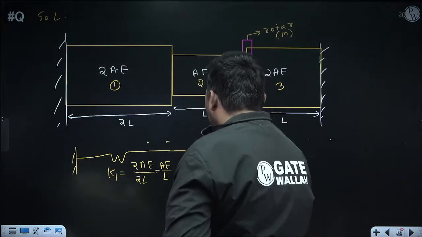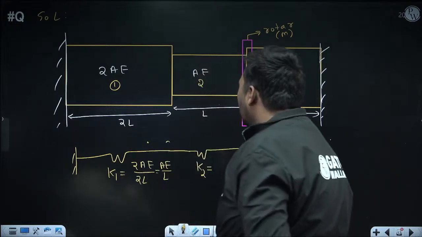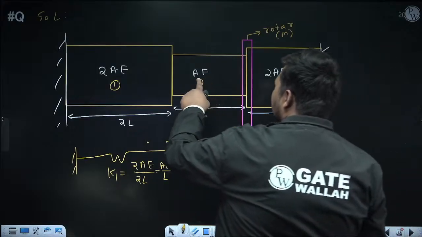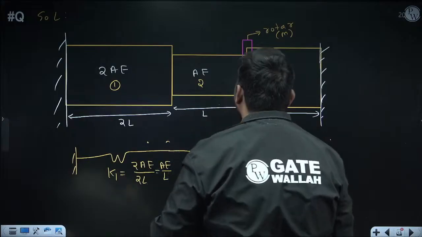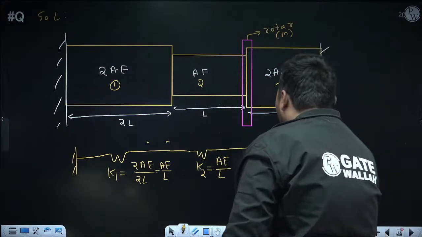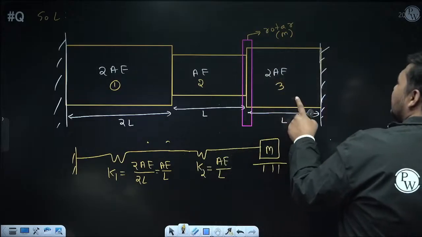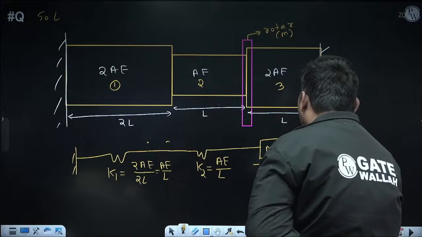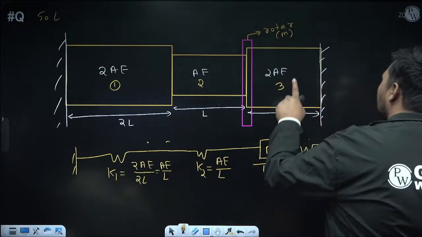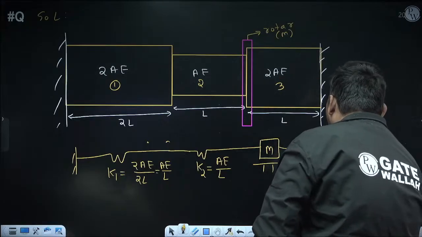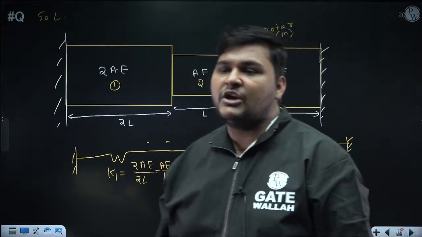Now with this bar 1, this bar 2 is attached. So we'll replace bar 2 by spring 2, whose axial stiffness is K2. Now I will calculate K2. The axial rigidity of bar 2 is AE divided by the length of bar 2, which is L. Now with this, the rotor is attached. So first we'll replace this by point mass M. After that, on this side bar 3 is attached. So we'll replace bar 3 by spring 3, whose axial stiffness is K3. And how will we calculate K3? The axial rigidity of this portion is 2AE upon length L. So this is the equivalent diagram.